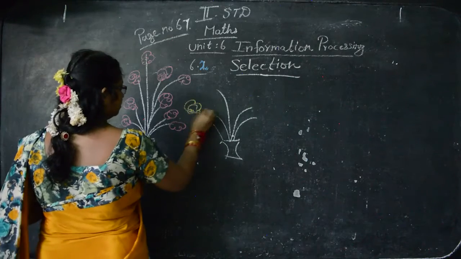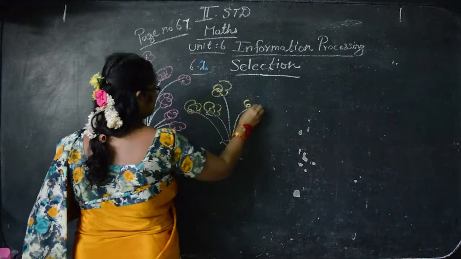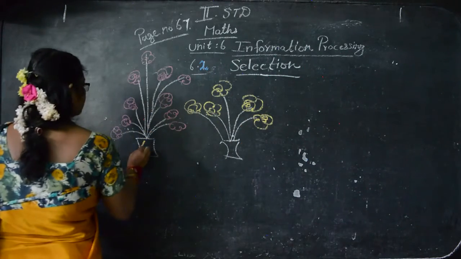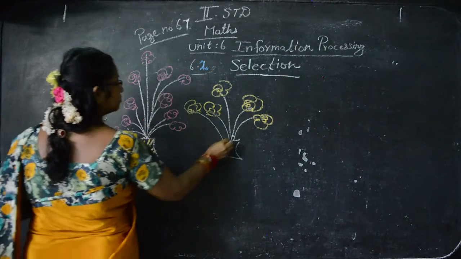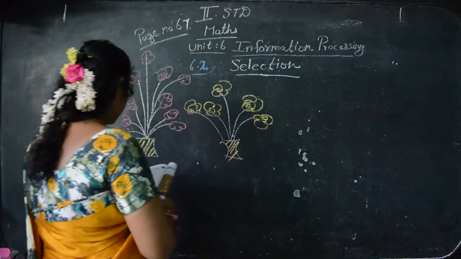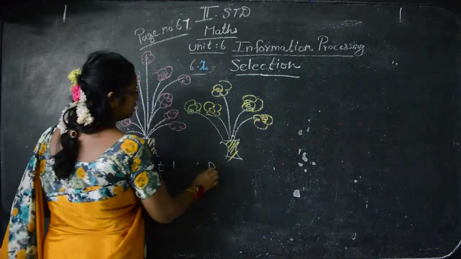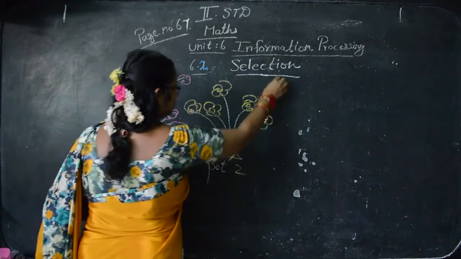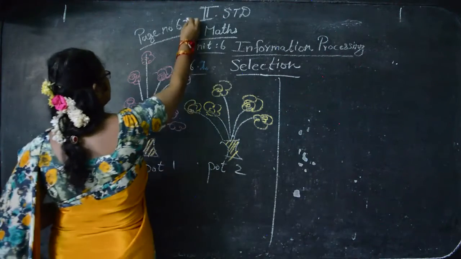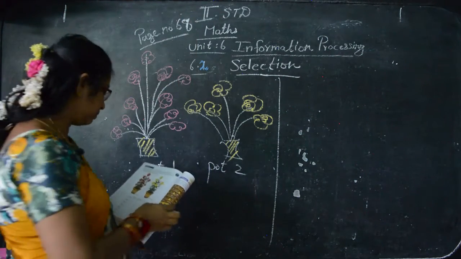1, 2, 3, 4, 5. Okay. We are going to arrange in many ways. See here. This is pot number 1. This is pot number 2. Okay, in page number 68. This one is page number 68. All of you take page number 68.